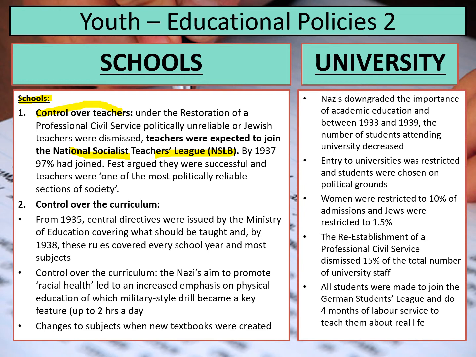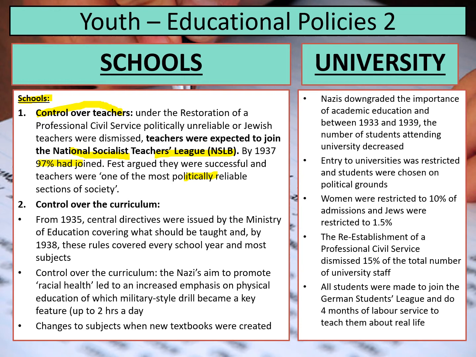And it was incredibly successful. And by 1937, 97% of teachers had joined this organisation. A historian called Fest even argued that they were incredibly successful with teachers, and that actually teachers were one of the most politically reliable sections of society. So that's the first way that they controlled schools.